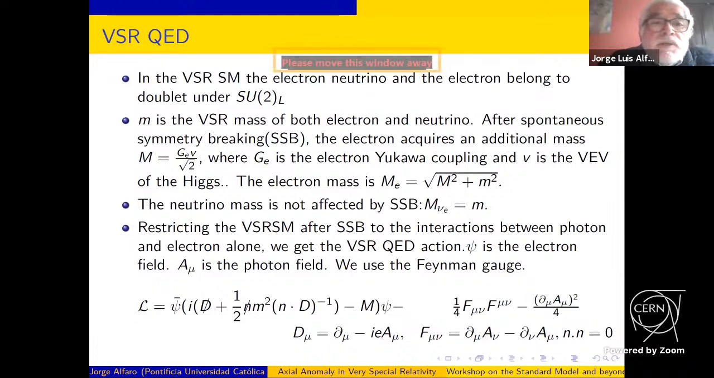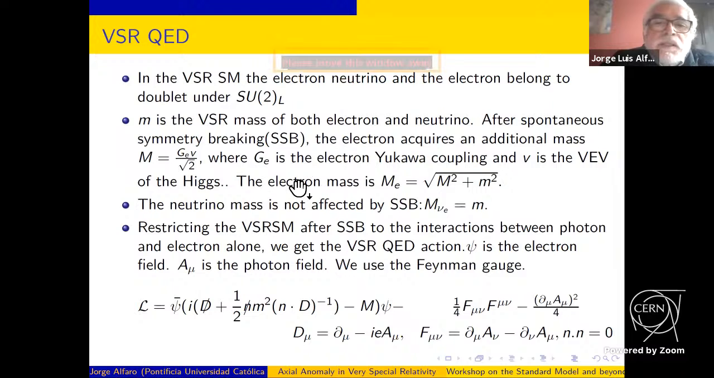So the first observation is that in this model, the electron neutrino and the electron belong to the same doublet under SU(2) left. Small m is the VSR mass for both electron and neutrino. After spontaneous symmetry breaking, the electron acquires an additional mass, the electron Yukawa coupling, and v is the vacuum expectation value of the Higgs.